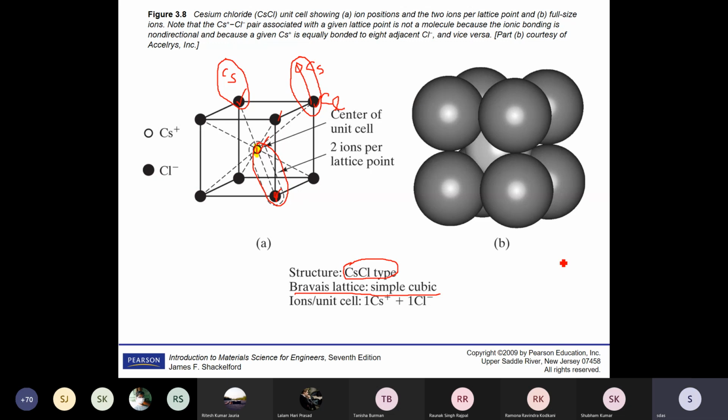So 1/8, like simple cubic you did. So there will be 2 number of ions, 1 cesium ion, 1 chlorine ion. Of course, the Bravais lattice is simple cubic, but materials having this kind of structure are called cesium chloride type structure, and the Bravais lattice is simple cubic. Any question?